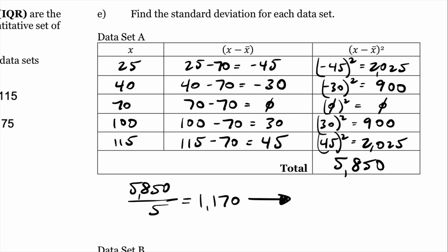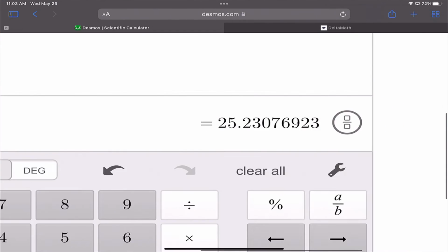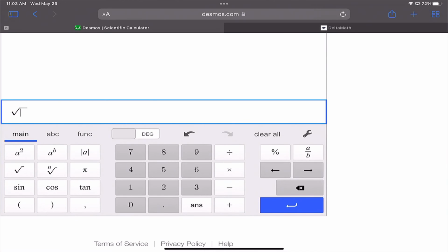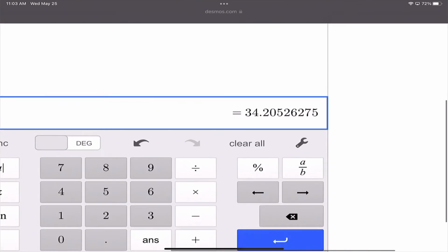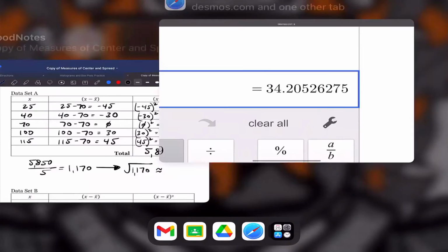What's the opposite of squaring? Square root. Take the square root. That's the last step. So when I take the square root of 1,170, there we go. Go 3 numbers past the decimal, so 34.205. I don't have to raise the 5 up because the 2 behind it says stay. So 34.205.